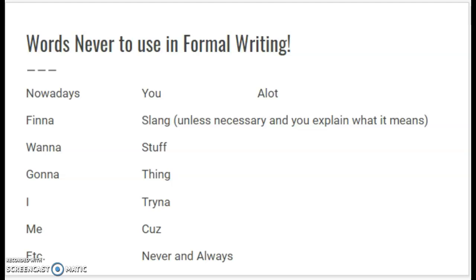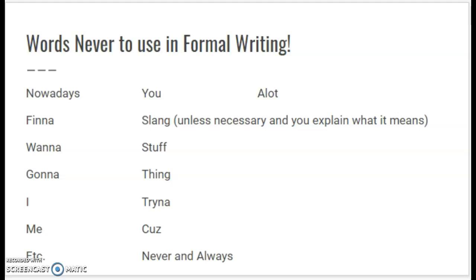No. Guys, trina is not a word. Me, don't use that. Cuz, it's not a real word. It's slang, like wanna, gonna, finna, and trina, etc. Now, this is not necessary. Here is the problem with etc. It becomes redundant. You've listed 2 or 3 items. Just stop there. If you write etc., we don't need it.